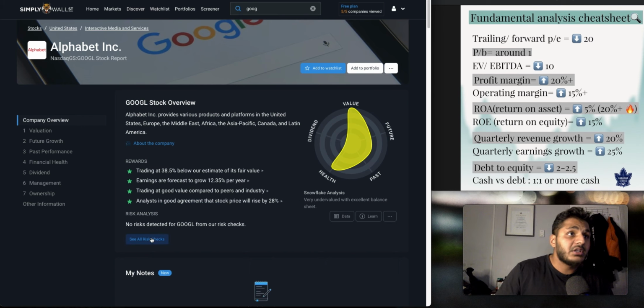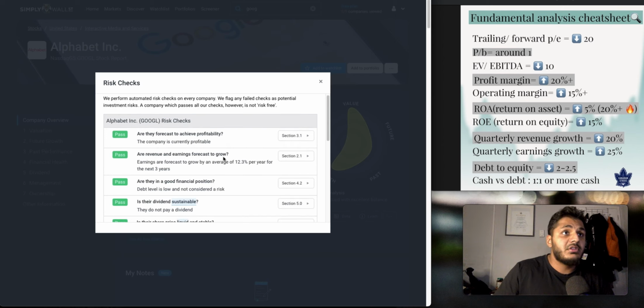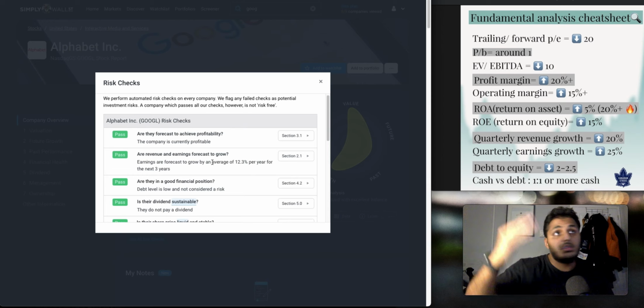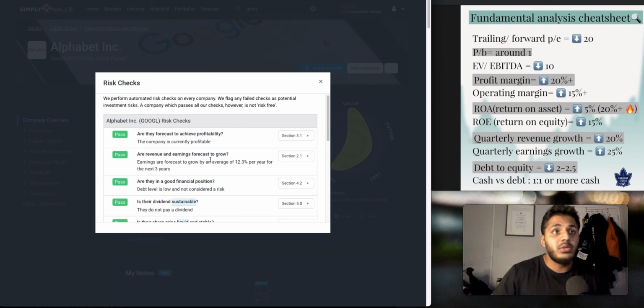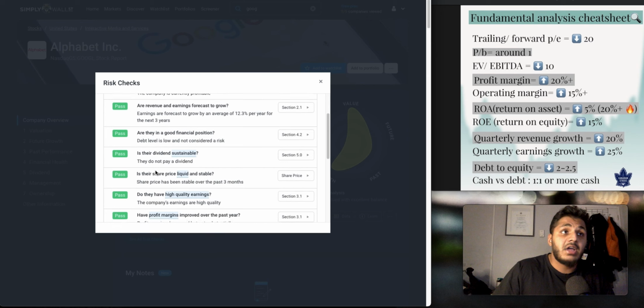But anyways, let's look at the risk factors over here, okay? Are they forecasted to achieve profitability? Pass. Revenue earnings forecast to grow. Like I showed you guys, it's forecast to grow. They just had a weak quarter, so nothing to be scared of. But pass. Is their dividend sustainable? They don't have a dividend.